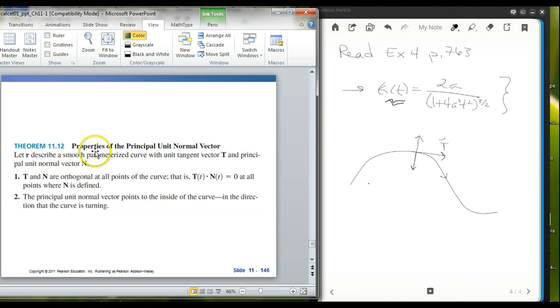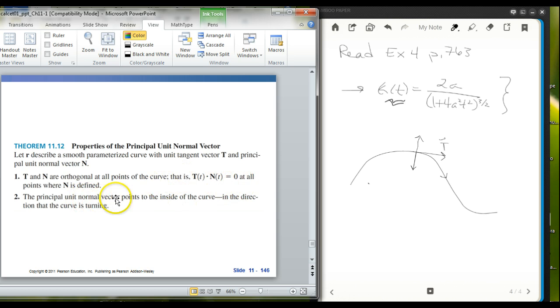So let's see what kind of properties this principal unit normal vector has. R is describing a smooth parameterized curve. Smooth just means it doesn't have any cusps or corners, that kind of thing. It doesn't have any places where the derivative is 0 for all the components. We have a unit tangent vector T and a principal unit normal vector N. T and N are orthogonal, like I've already prefaced, at all points of the curve. What that means is that their dot product is going to be 0, because dot product uses cosine.